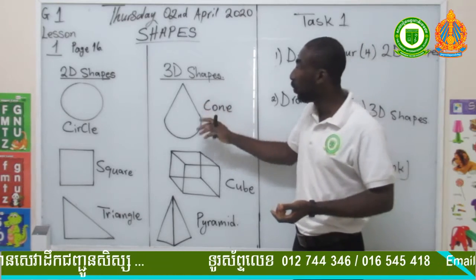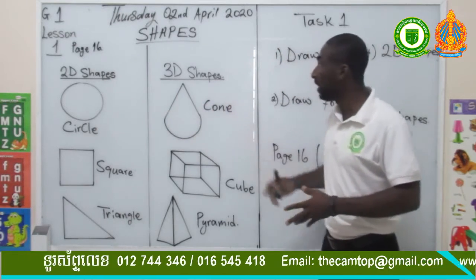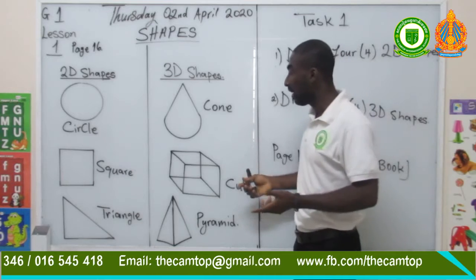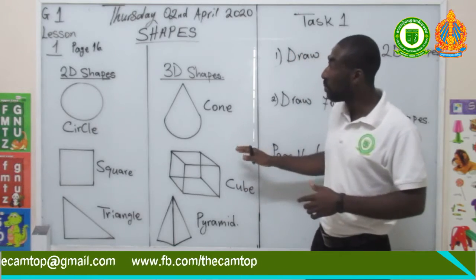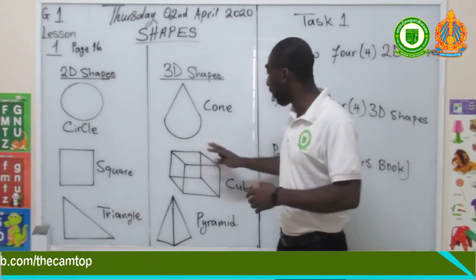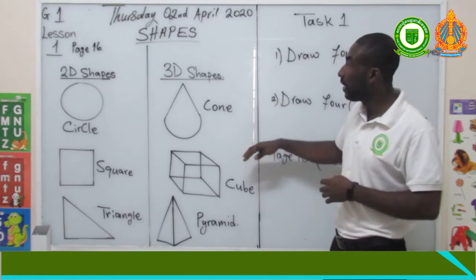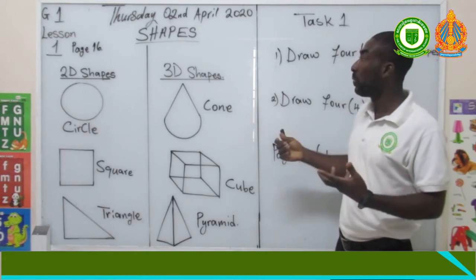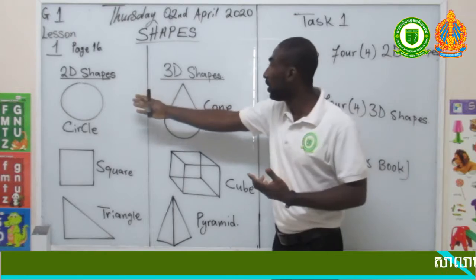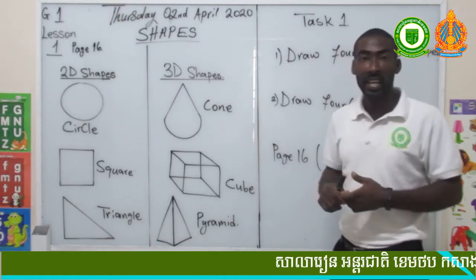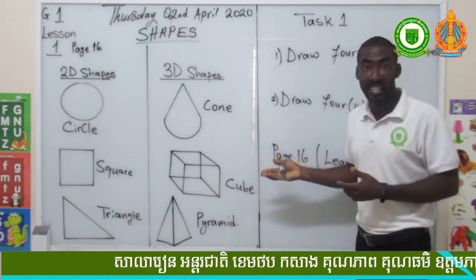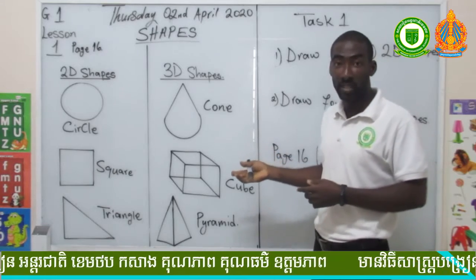So these are examples of 2D and 3D shapes that we can find for now. There are a lot of them, but we'll look at these for now, and then as we go forward, we'll look at other 2D and 3D shapes. I hope you are following, I hope you understand, and I hope you remember them whenever you see them.